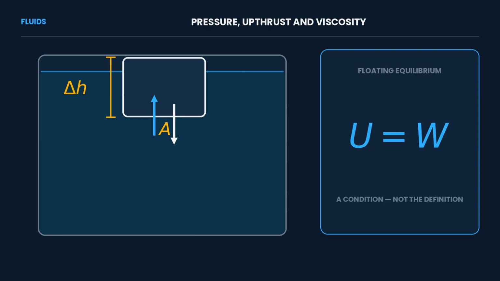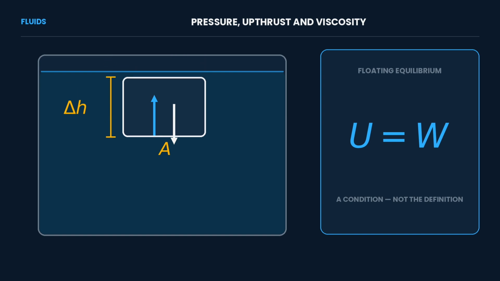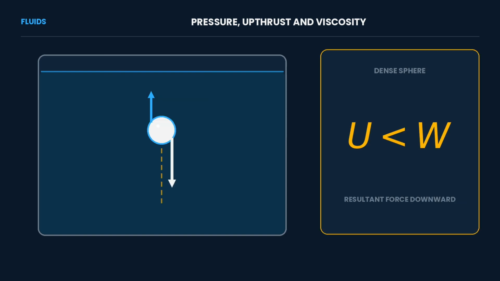Archimedes' principle says that upthrust equals the weight of the fluid displaced. A freely floating object settles when upthrust equals its weight. That is an equilibrium condition, not the definition of upthrust. A fully submerged dense sphere can have less upthrust than weight and still sink.